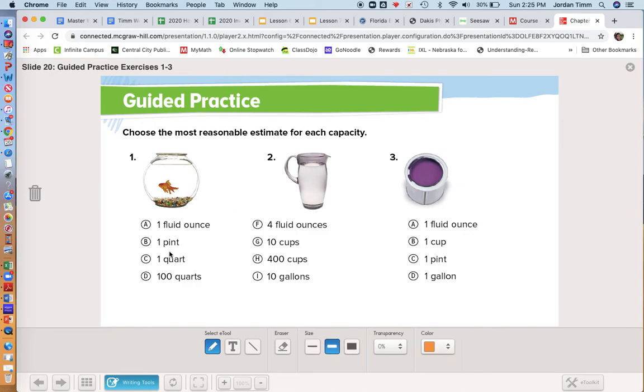All right, so hopefully for number 1, the fishbowl you selected, it's equivalent to 1 quart. Number 2, this pitcher of water would be about 10 cups. And number 3, it's a gallon of paint. Okay, that is all I have for today's lesson. Tomorrow you will be working on the independent practice problems.